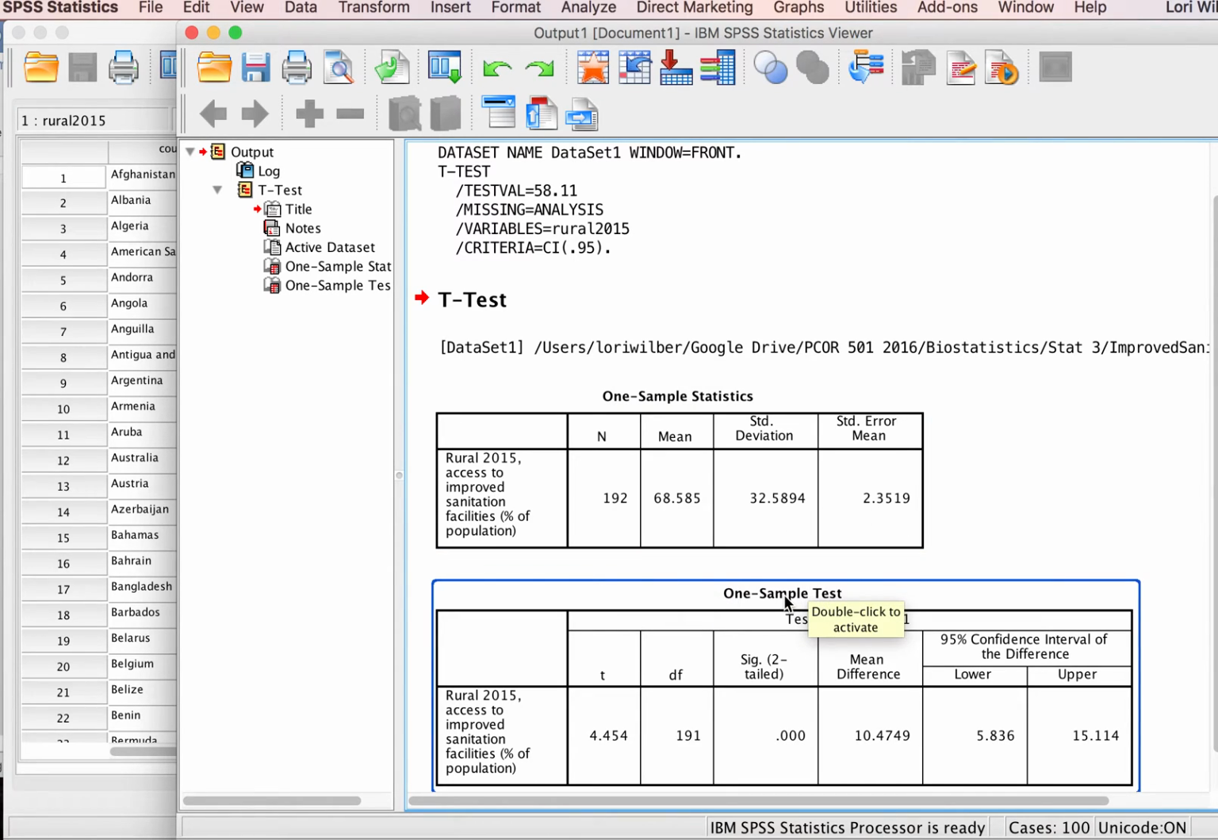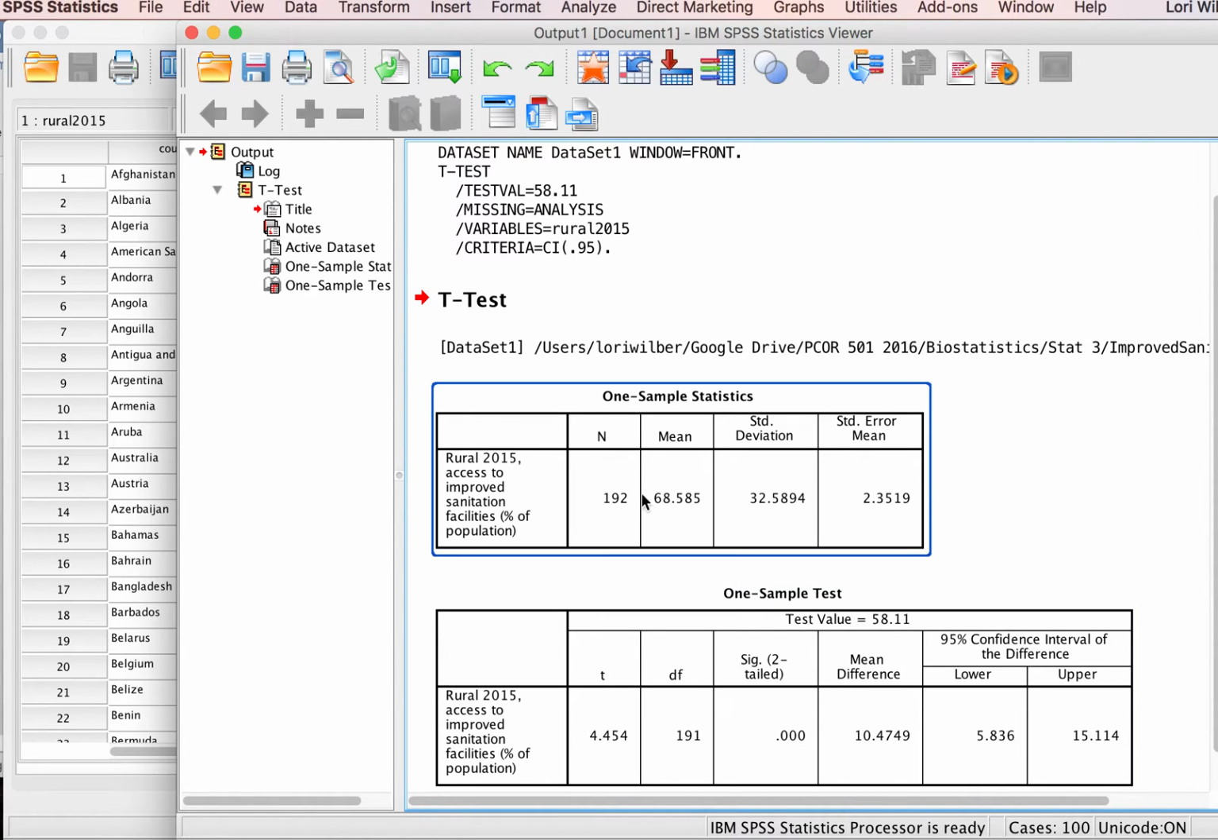Here's the information for my one sample t-test. The t-value is equal to 4.454. Degrees of freedom is n minus 1, so 191. My p-value is equal to 0.000 according to this. That just means that it doesn't go to more significant digits, and you'll see what I want to do with that in the future.